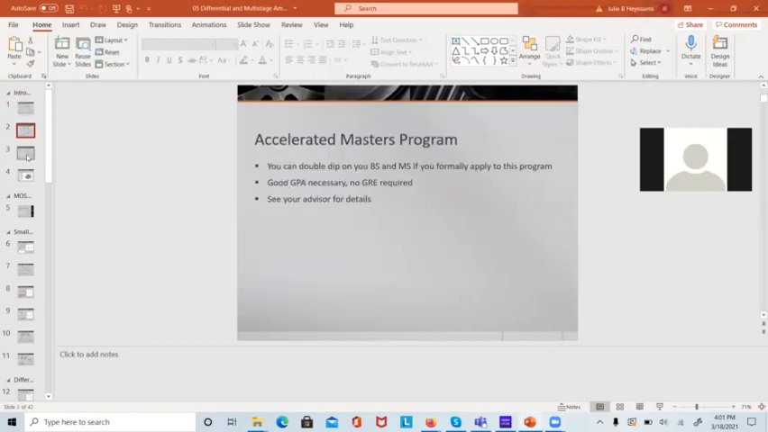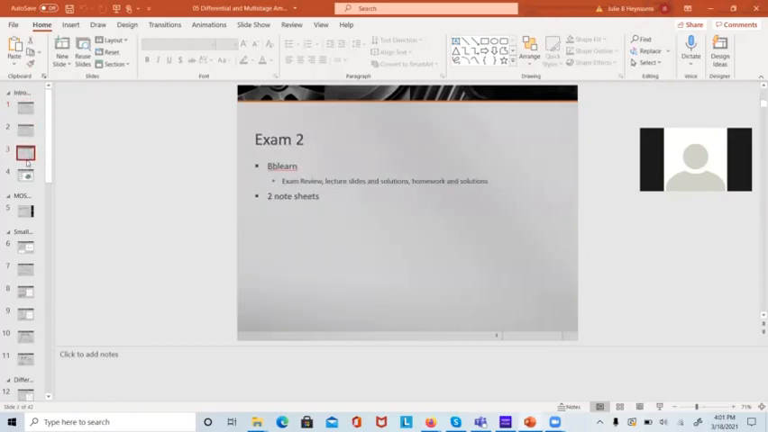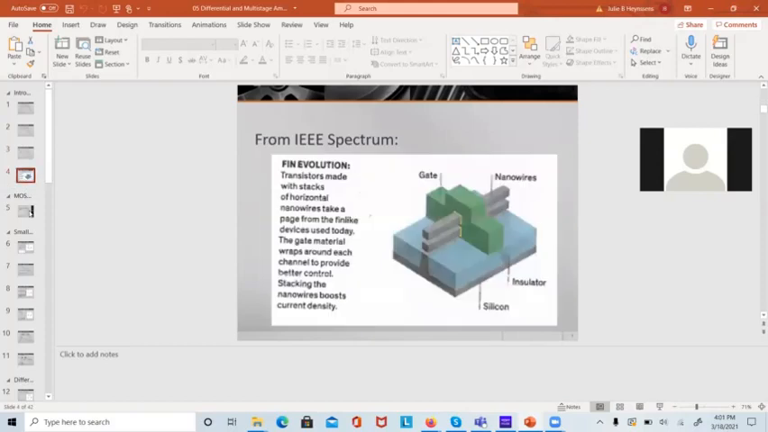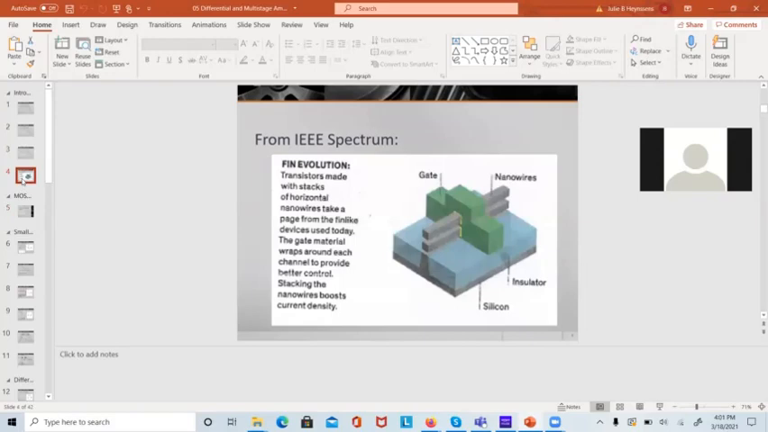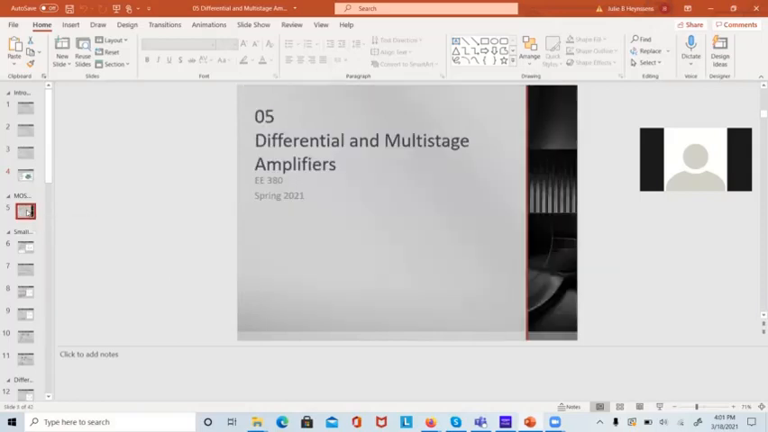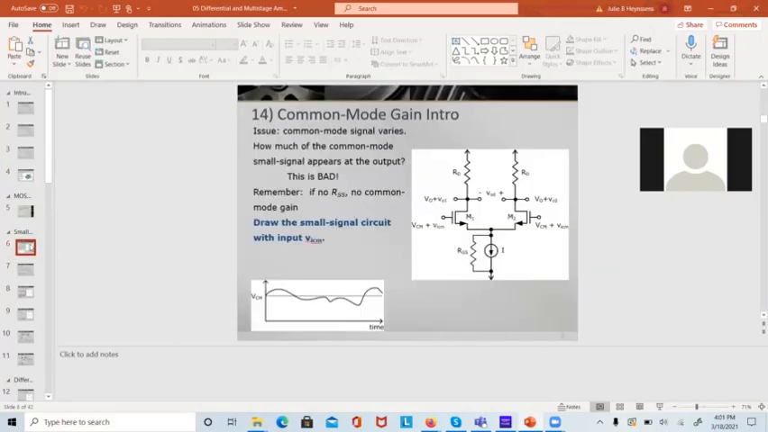Okay, so we talked about the Accelerated Masters program. All the stuff's posted to BB Learn already. You will get 2 sheets of notes for the exam. We talked about the FinFETs. Dr. Cambeau will talk a little bit more about this. The nanowires have gone away and become nanosheets. They're just a little wider because it works better. And that is what Samsung's doing at the 3 nanometer node, last I heard.